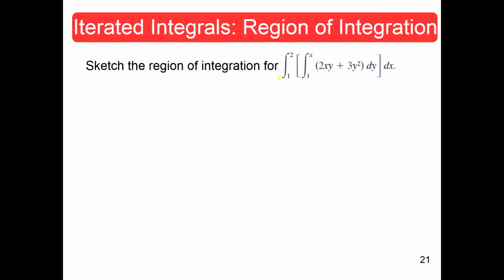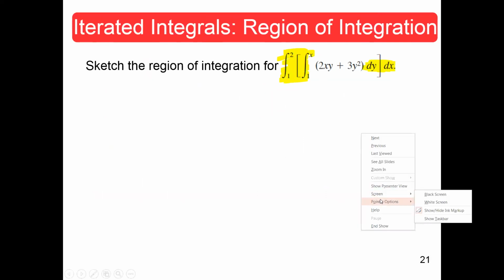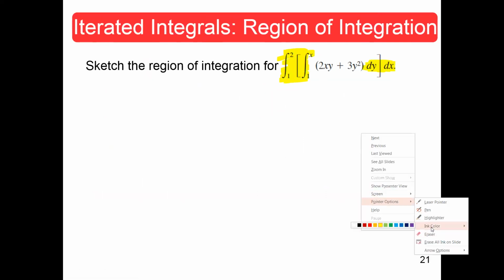So the last question almost here is, let's just revisit that example that we just did, from 1 to 2 and 1 to x, dy dx. Let's see what kind of region that looks like, because we've already mentioned that this is not going to be rectangular. So what does it look like? What we need to do is very simple. Let's see. I'm going to switch to pen.